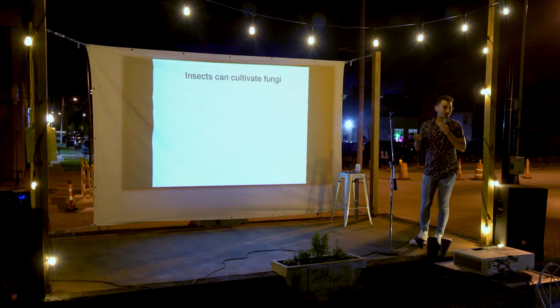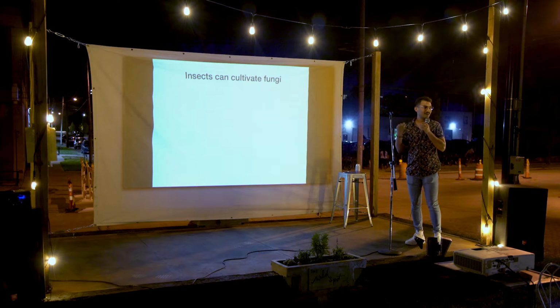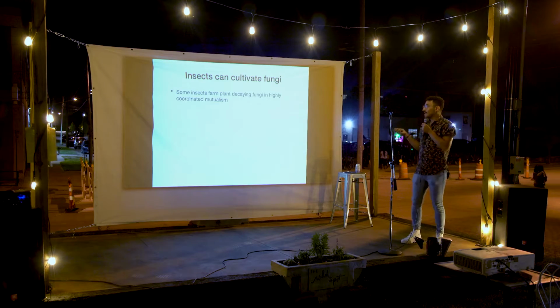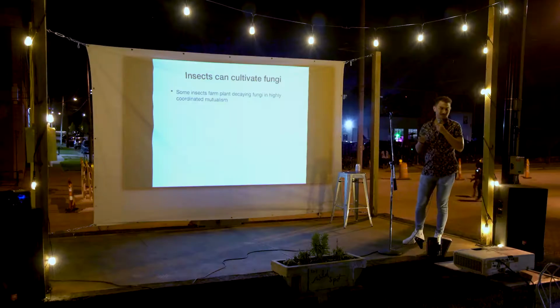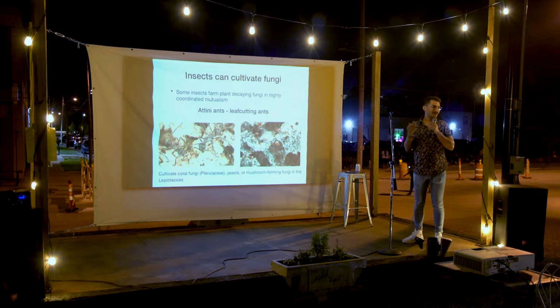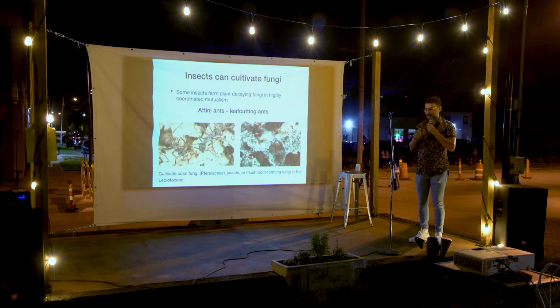Also, some insects can cultivate fungi. There are insects that have farms. Some insects farm plant-decaying fungi, and these are highly coordinated mutualisms. There are three organisms, but we're going to talk about two of them. One of them is the Attini ants, or the leaf-cutting ants. It's a general example; there are different ant species and different fungal species that interact with ants. But in general, ants provide plant material to the fungi, and the fungi provide food to the ants.